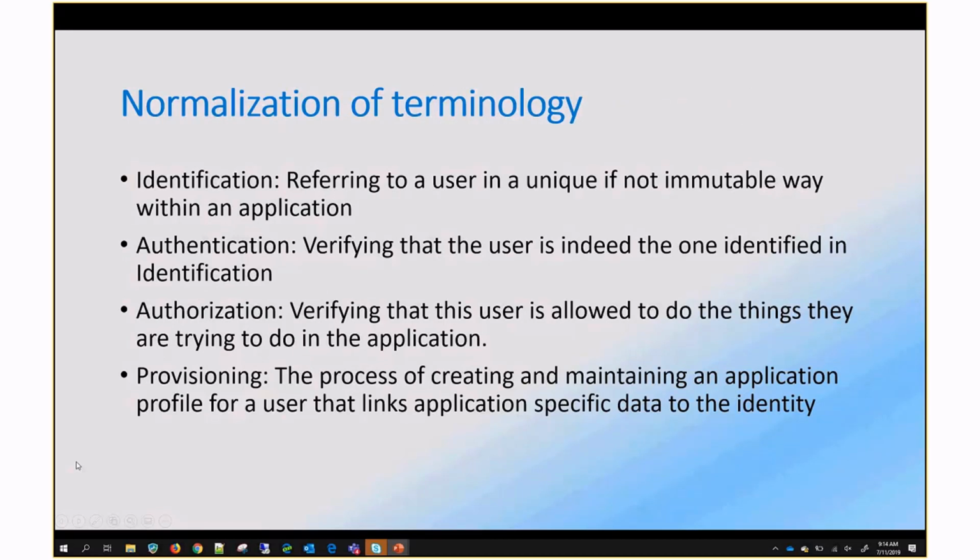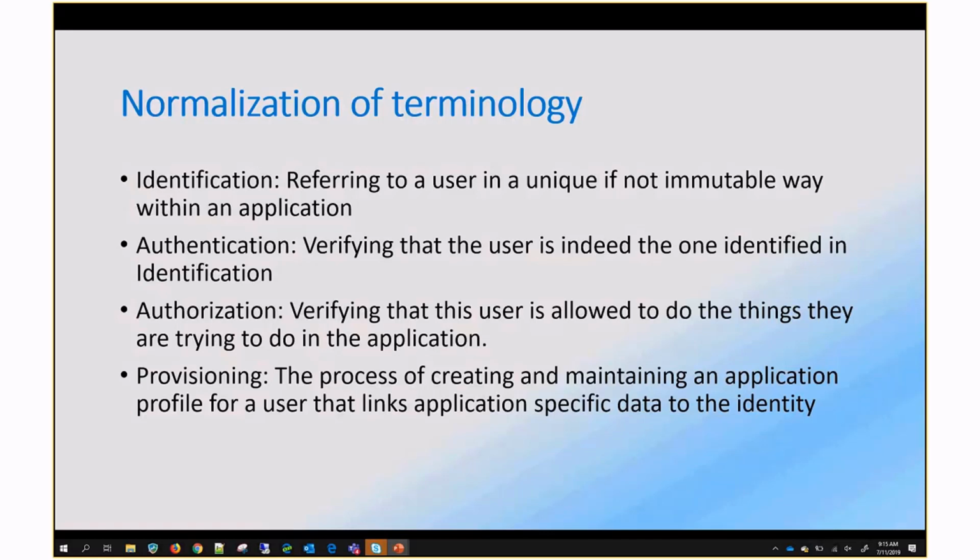Now we are talking about terminology. We talk about federation, but the terminologies in the identity world are important. I've just listed a few of them. There are more, but the most relevant today is: how do you define identity or identification? It refers to a user in a unique, immutable way within an application. It can be just a user ID. Some people call it a username, but it's the way through which you identify the user in your system, and that's how we call it identification of a user, or identity.